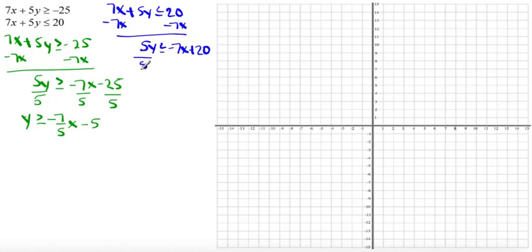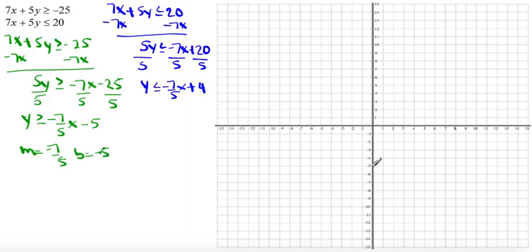To get y by itself, divide everything by 5. So y is less than or equal to negative 7/5 x plus 4. Alright, so now to actually graph, I have to figure out my slope and my y-intercept. My slope of the green line is negative 7/5, and my y-intercept is negative 5.